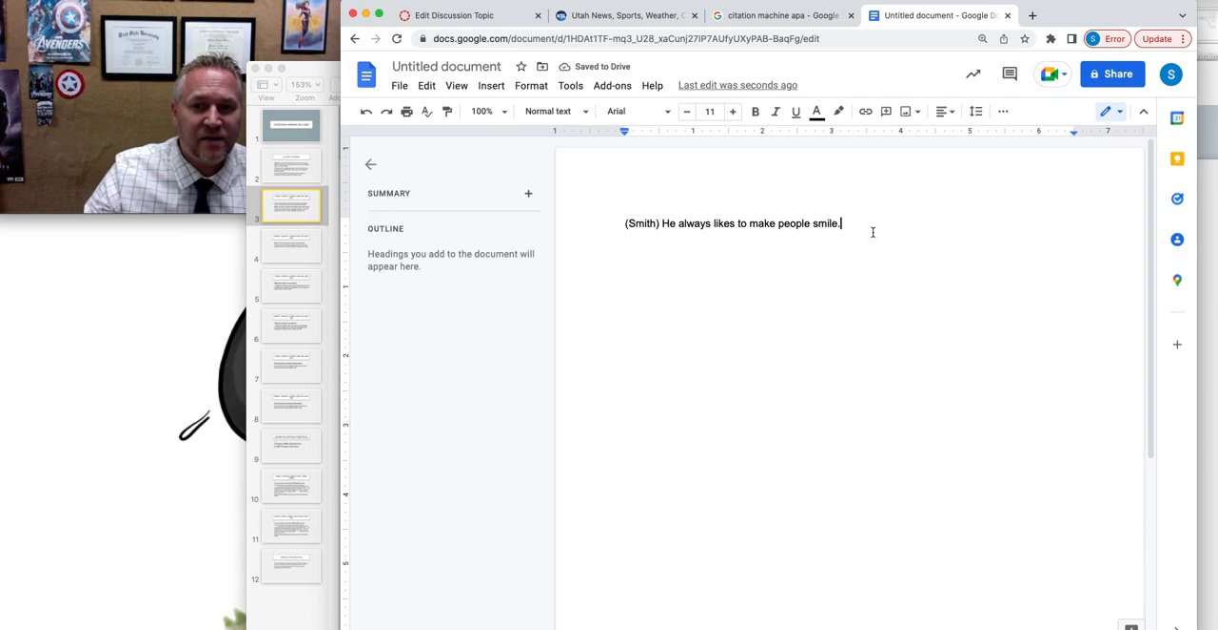We take out that quote, and that parenthetical note now belongs to that next sentence. Smith said he always likes to make people smile. And that's why the period after the parentheses is so important. Okay, so we're going to fix that. We are going to put that period right where it belongs.